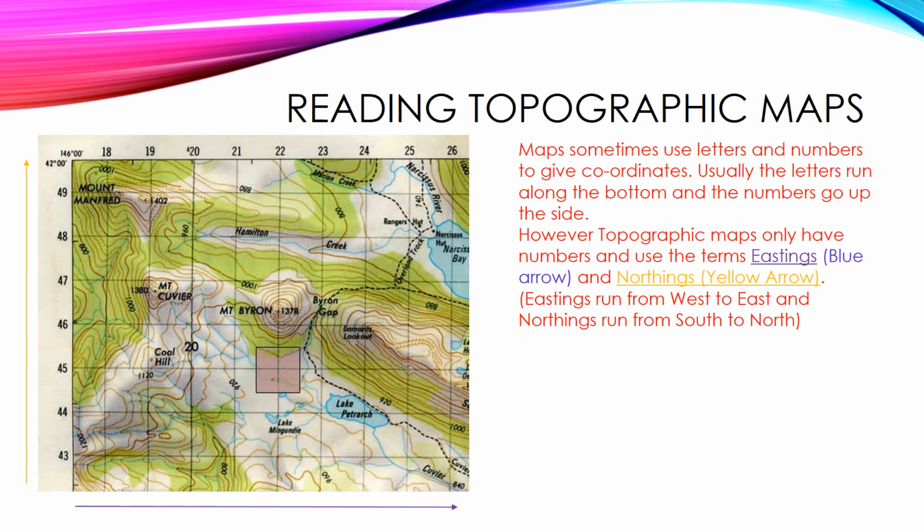And they use the term eastings, which is in the direction of this blue arrow, so all of the numbers running in that direction. And they use the term northings, all of the numbers running in that direction. The easiest way to remember which is which, guys, is that eastings increase as they travel to the east. Northings increase as they travel to the north. Eastings, northings.